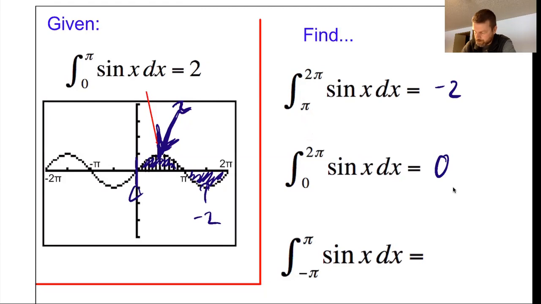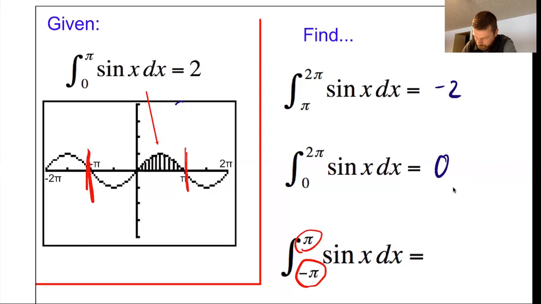Last one is very similar. Last one is asking us to find the integral of sine of x from -pi to pi. Well, that's starting here at -pi, ending there at pi. So it's going to be all of this, which is -2, and all of that, which is 2. Adding those together, net result of 0.